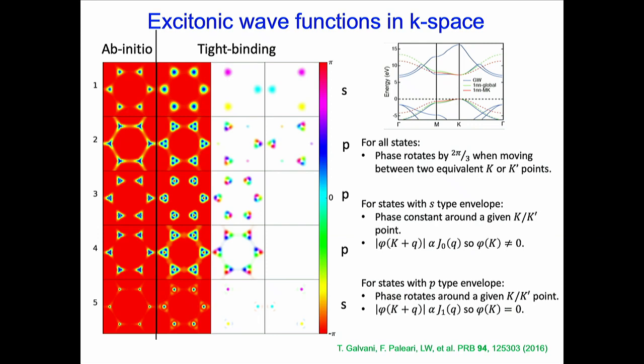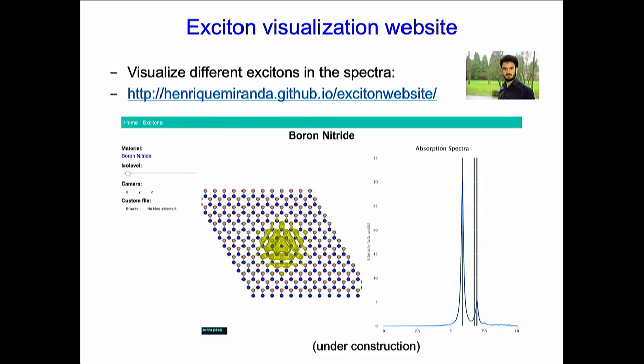And now you see that as we go up in energy, our momentum space wave function gets more and more confined around the corners of the hexagon, the K and K prime points of the first Brillouin zone. You can also do some kind of symmetry analysis, but I invite you to see the poster of Thomas to learn more about this.